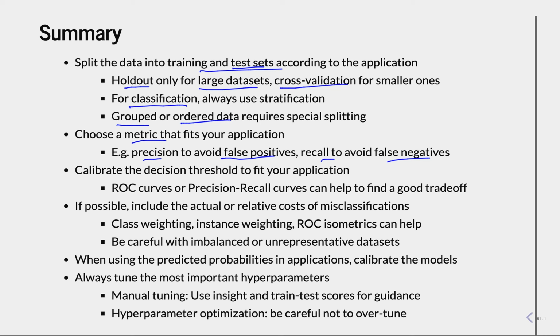If we have probabilistic predictions, we should use them, and we don't have to stick to the default thresholds. We can actually tune them or calibrate them to fit the application. For instance, if we care about false positives, we may want to increase the threshold so there are fewer false positives, typically at the cost of also losing some true positives.